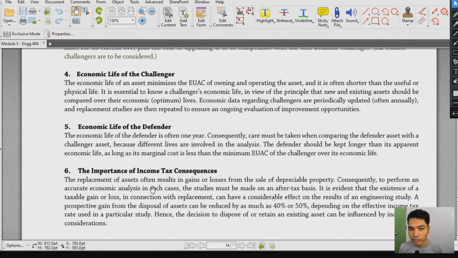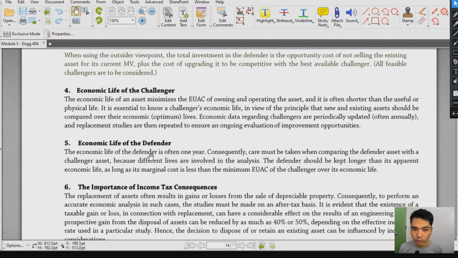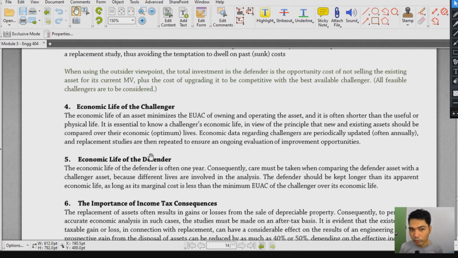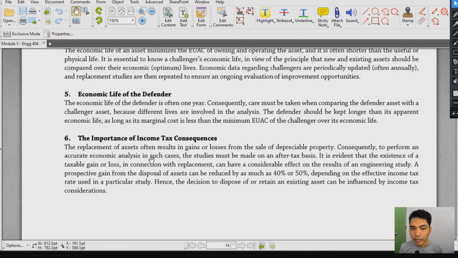Now, these 6 are the economic lives. So it could be the economic life of the challenger or the defender. You may compare whichever has the longer economic life, but sabi ko nga number 3 is the most appropriate. And then this income tax consequences, more of the do nothing or really sell the asset that you have.